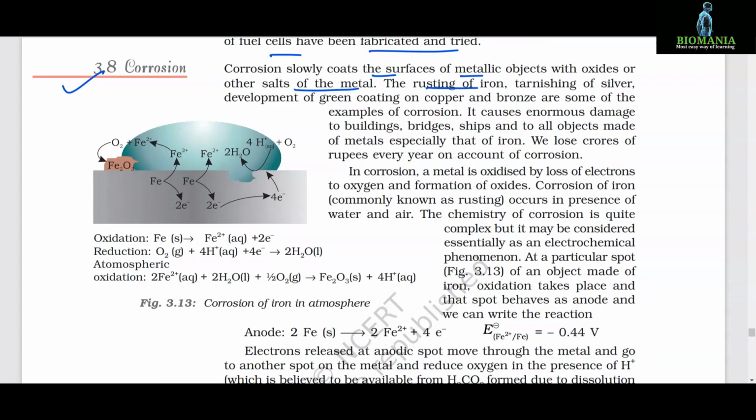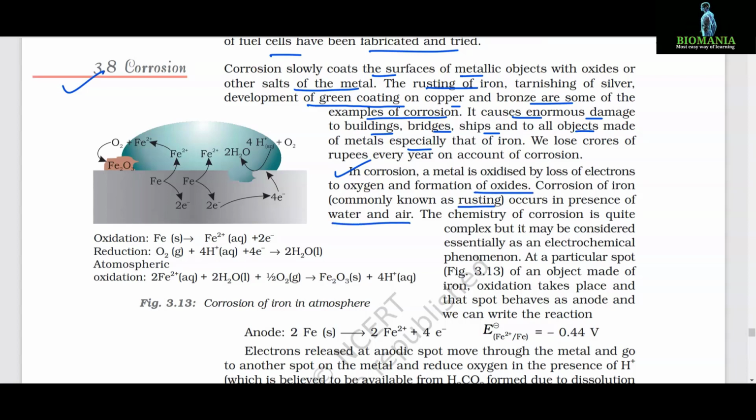3.8 Corrosion. Corrosion slowly coats the surfaces of metallic objects with oxides or other salts of the metal. The rusting of iron, tarnishing of silver, development of green coating on copper and bronze are some of the examples of corrosion. It causes enormous damage to buildings, bridges, ships and to all objects made of metals, especially that of iron. We lost crores of rupees every year on account of corrosion. In corrosion, a metal is oxidized by loss of electrons to oxygen and formation of oxides. Corrosion of iron, commonly known as rusting, occurs in presence of water and air.